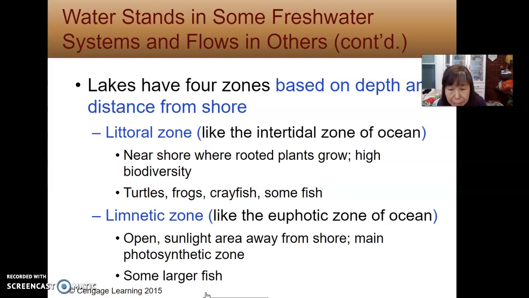The next one is limnetic zone, like the euphotic zone of ocean. So those are open, sunlight area away from shore. This is the main photosynthetic zone. This part also you can see some fish.